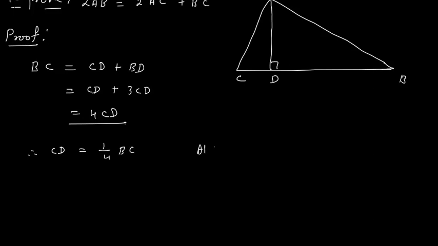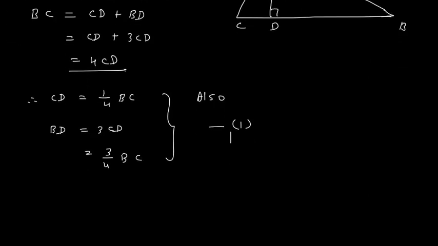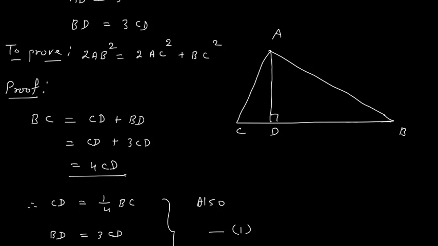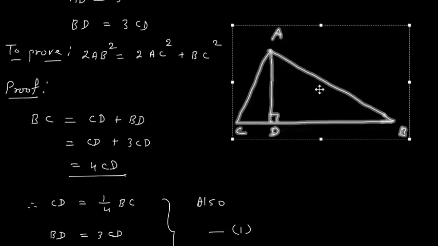Also this BD is 3 CD. So this is equals to 3 divided by 4 BC. And this whole thing I can consider as first equation. You can consider this as equation 1 and this as equation 2. It is your choice. Okay. Now I have 2 triangles. So let us again move this diagram little down.